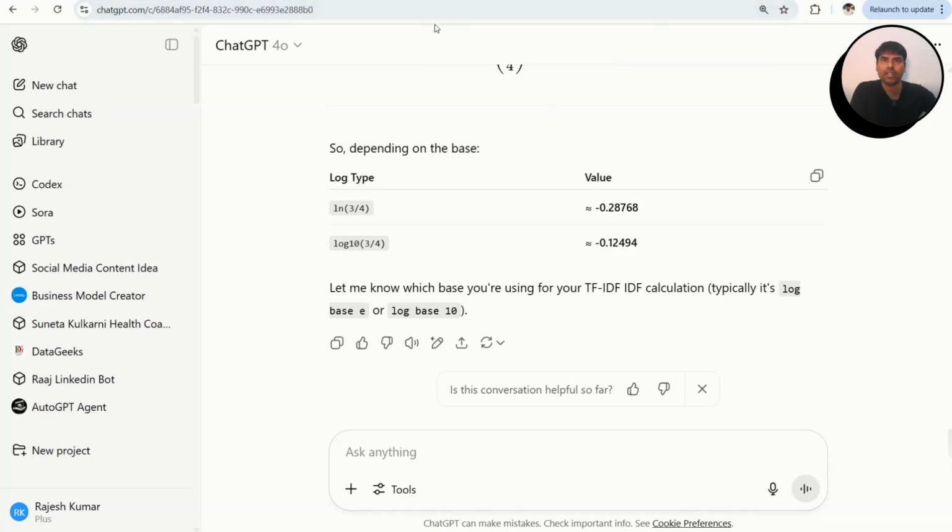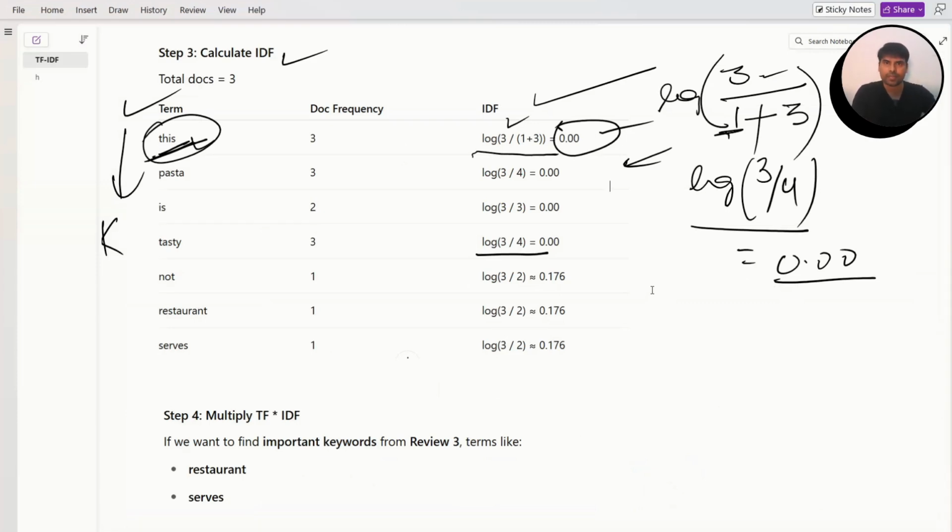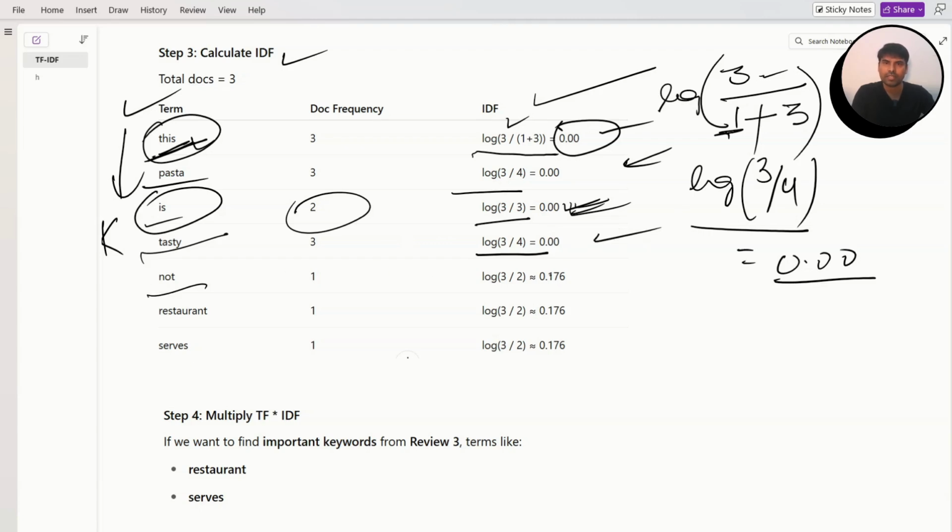So this way you don't have to do manual calculation. The machine learning library will do everything. This way we find the IDF. For example, for the pasta keyword I got 3 by 4. For each keyword, a filler word, log 3 by 3, it's coming almost 0. Here I will get 3 and occurring 2 times, so it will become 0. No problem. For tasty, it is not 3 by 4, it is coming 3 by 2.